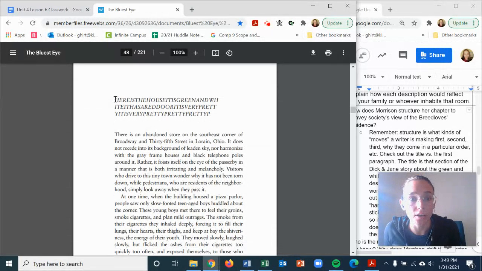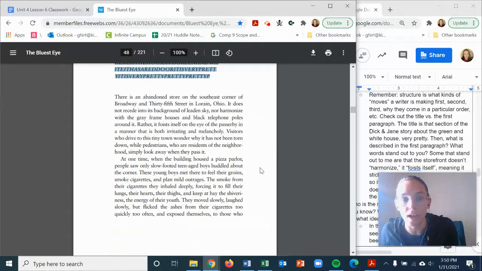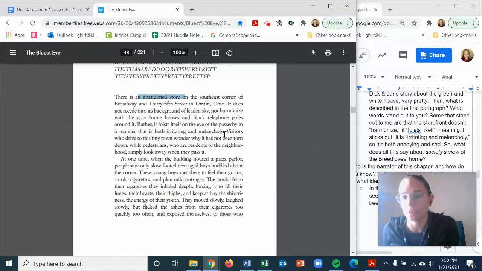You'll notice that the title of the section is that part from the Dick and Jane book: here is the house. It is green and white. It has a red door. It is very pretty, very pretty, very pretty. So that's the title of the section. And then what's described in the first paragraph is an abandoned store. So what words stand out to you in this paragraph?